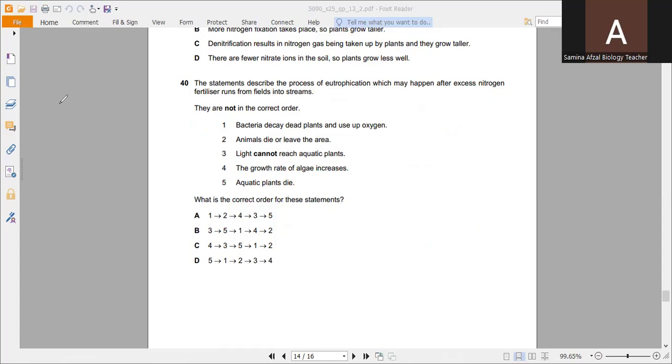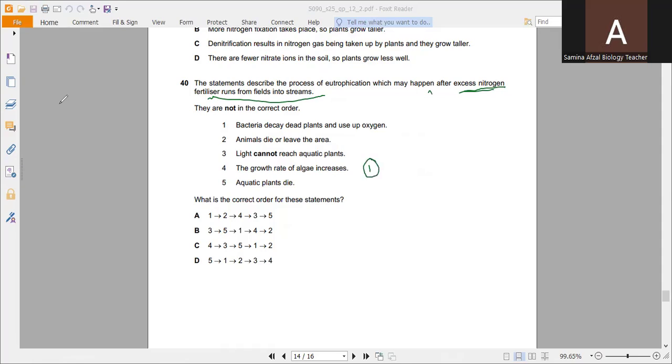Here you can see the bacteria decay dead plants and use up oxygen. Animals die or leave the area. Light cannot reach aquatic plants. The growth rate of algae increases. Yes, it will start when the excess nitrogen fertilizers run into the streams. So first the growth rate of the algae is increased.